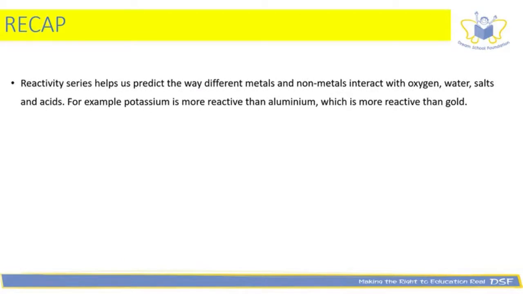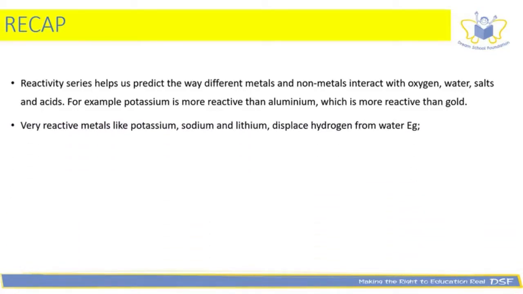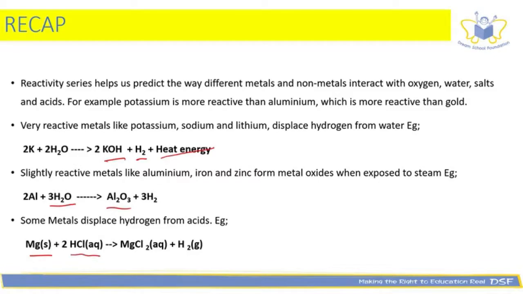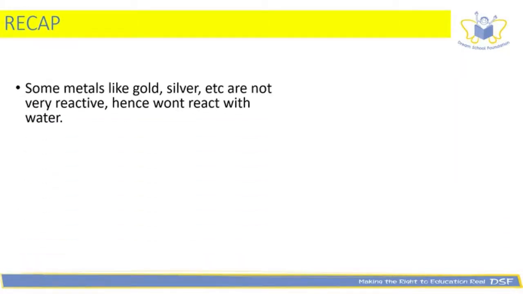We already saw the different aspects of the reactivity series. It basically helps us to predict the way different metals and non-metals interact with oxygen, water, salts and acids. For example, potassium is more reactive than aluminium, which is more reactive than gold. Very reactive metals like potassium, sodium, and lithium displace hydrogen from water. Example, magnesium reacts with hydrochloric acid to give you magnesium chloride and releases hydrogen gas. Some metals like gold, silver, etc. are not very reactive, hence won't react with water.